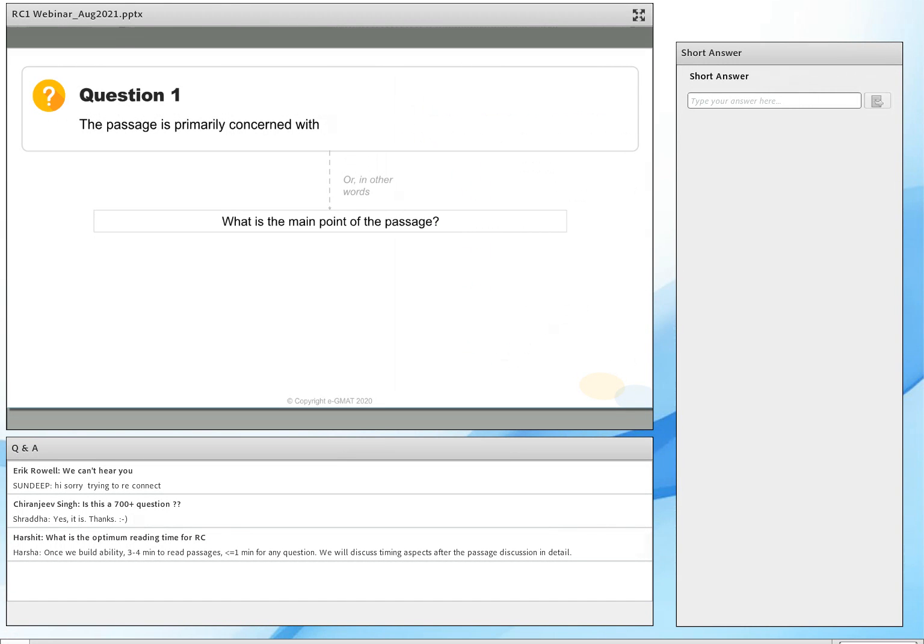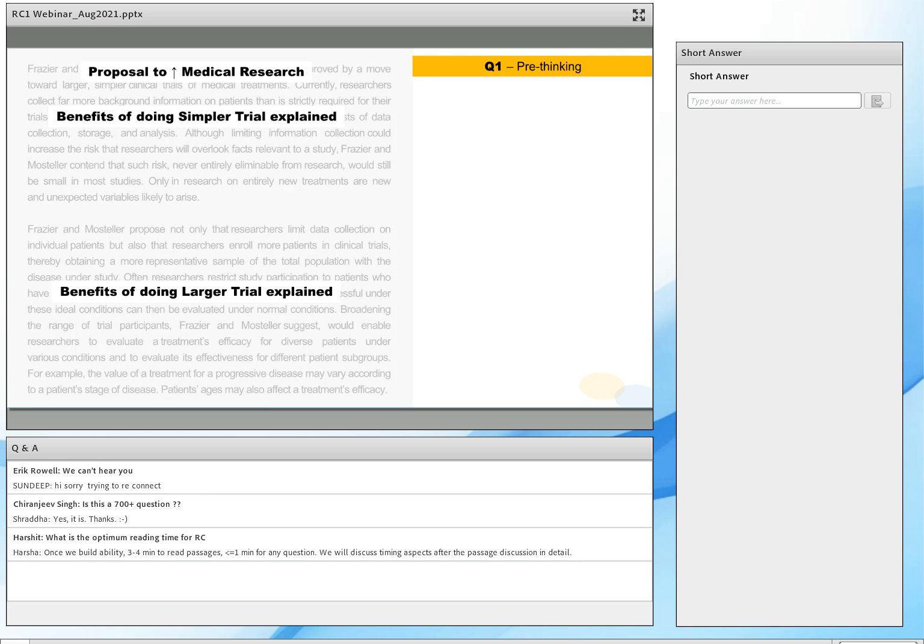So now that we understand the passage, let's move on to our questions. And this is our first question, the main point question. I just now summarized the entire passage. So from this, what we can deduce is that my pre-thinking would be, okay, the passage is talking about a two-pronged proposal made by FNM, and they are saying make it simpler, make it larger. If you do so, then you can improve the way the current clinical trials are done.